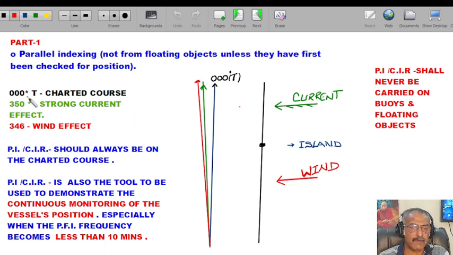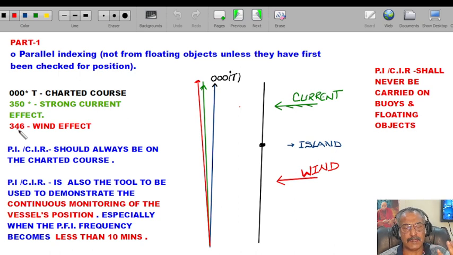In this case, I have drawn a charted course of 000 degrees, and there is a current on the starboard side of the vessel pushing the vessel, and she's making good a course of 350 degrees. The wind is also on the starboard side, which is further pushing the vessel as per the windage area. That's the example I've taken, and the final course made good is 346.